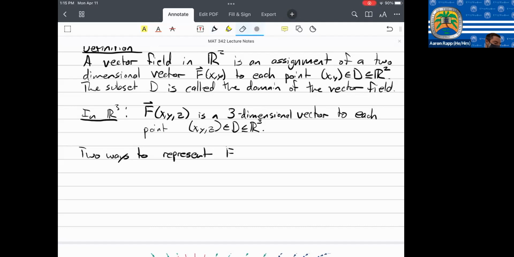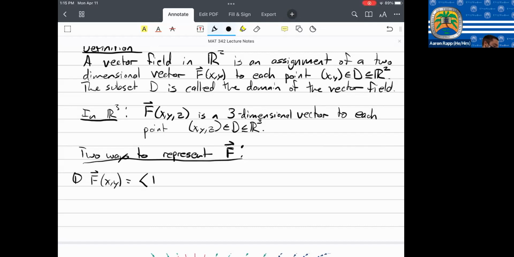So I'm going to start dropping the X and Y just for a moment. We'll see it in both cases, but there are 2 main ways that we choose to represent these vector fields. One is going to be component wise. We're going to list it out as a vector on paper. The other one is using those unit vectors I, J, and K, or I and J for just working in 2 dimensions.